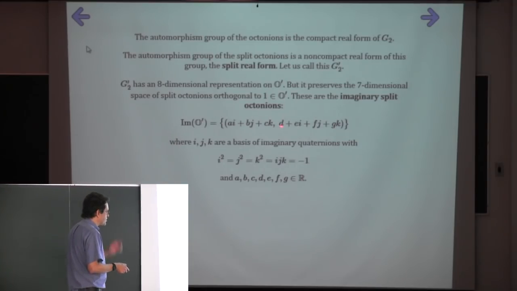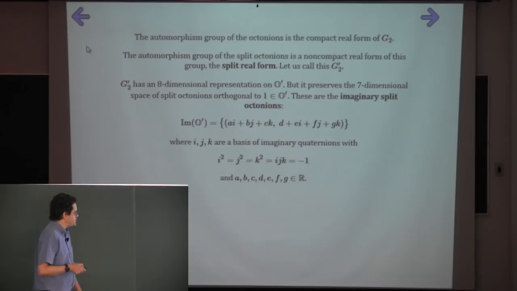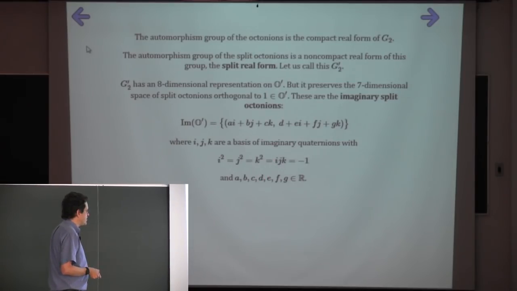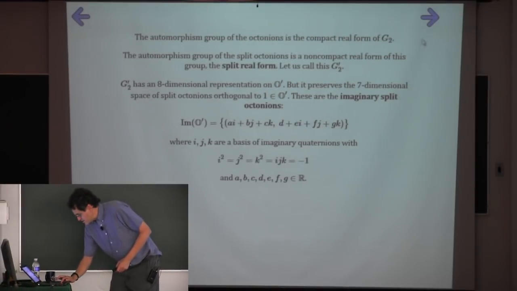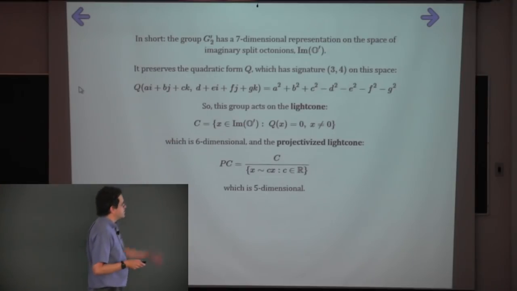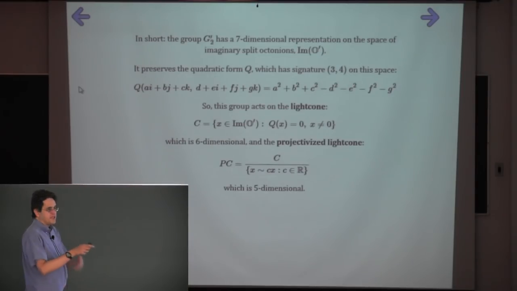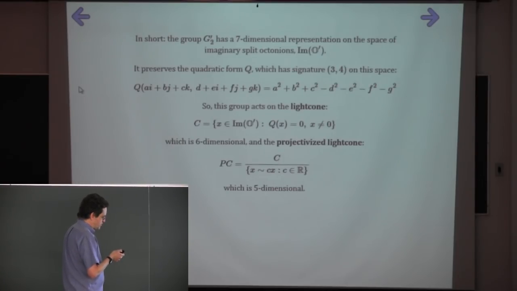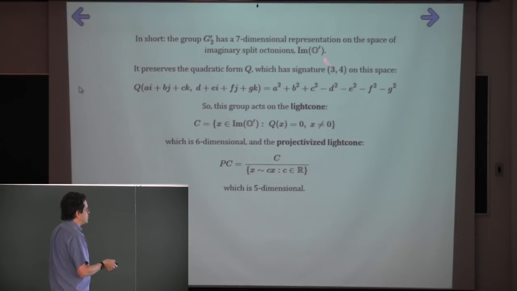So remember, an octonion, we're thinking of it now as a pair of quaternions. So if we demand that it be orthogonal to 1, there can't be any real part here. So we just have this 7-dimensional space like this. And here i, j, and k are the usual basis of the imaginary quaternions, and these coefficients here are all real numbers. So there's this 7-dimensional space of imaginary split octonions, and the group G2 prime has a representation on that. Because it acts as automorphisms, it preserves the quadratic form, which we've constructed from the structure we had around. And this quadratic form on IM-O prime will have signature 3, comma 4, because we left out one of the 4 guys here, right? We left out the multiple of 1. So it will have 3 positive directions and 4 negative directions.